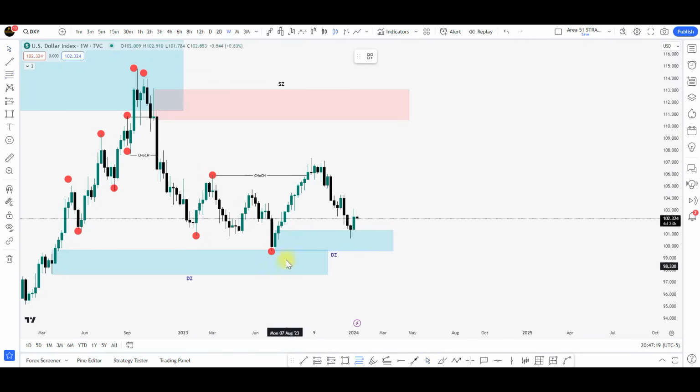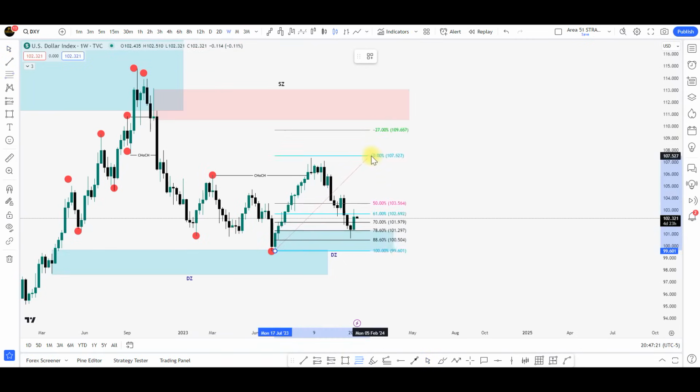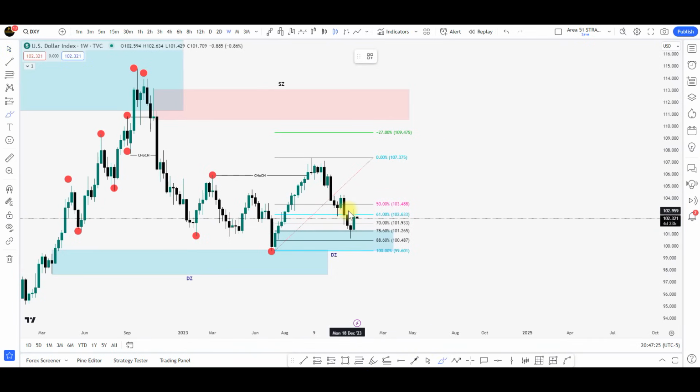Now if you tap on your Fibonacci levels, you mark this, you can see that price came all the way down to a discounted area, which is this zone around the 78 and the 88%. We're going to be talking about Fibonacci maybe later on in the future, but right now we're just going to focus on what's happening.